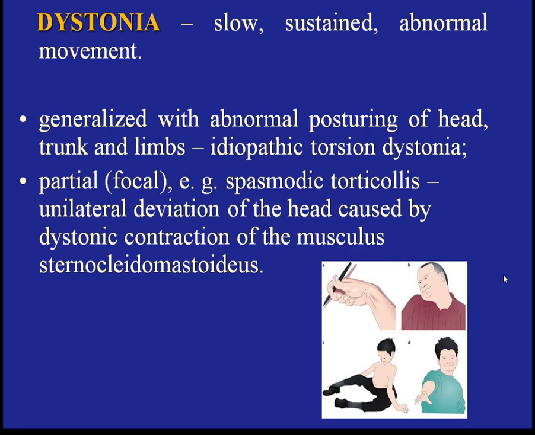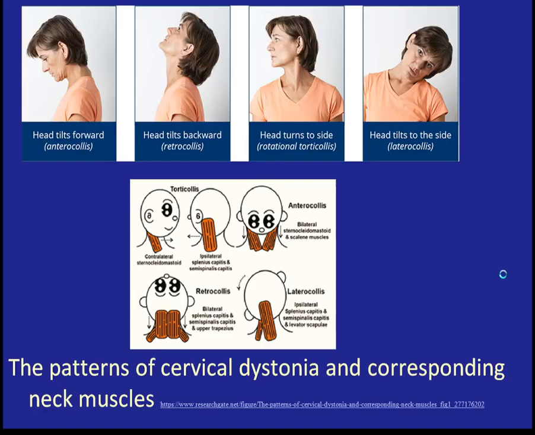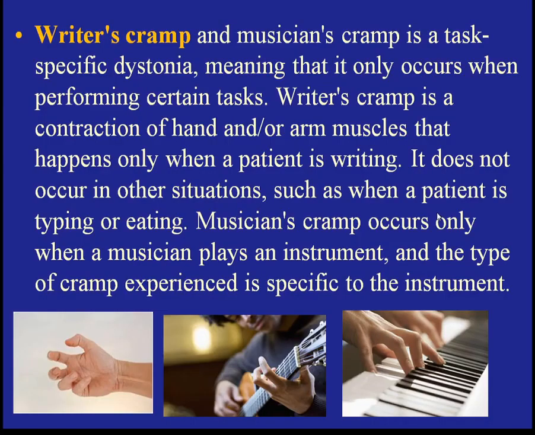Examples: spasmodic torticollis, unilateral deviation of the head caused by dystonic contraction of the musculus sternocleidomastoideus. There are different positions of the head in case of spasmodic torticollis. This is our patient with sustained spasm of musculus sternocleidomastoideus and special violent position of her neck and head.